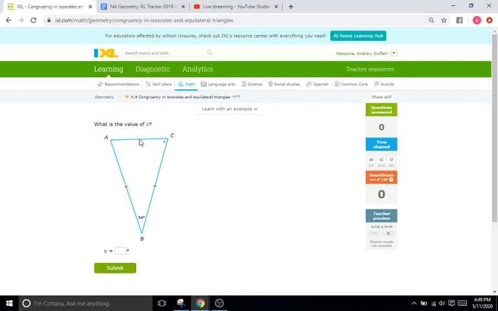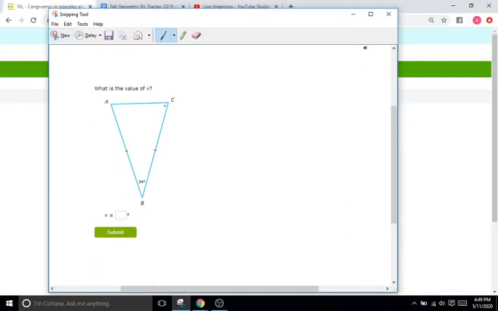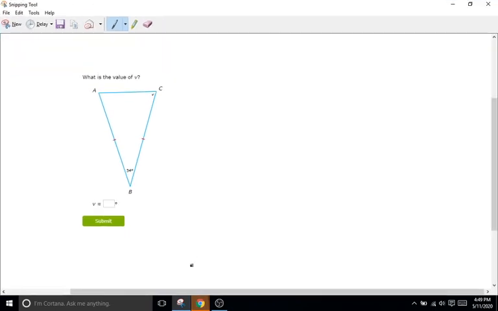It says, what is the value of V? Like I said earlier, this is an isosceles triangle, and we know that because this side and this side have a single tick mark, meaning they are congruent, so only two sides of the three are congruent. We know these two angles right there are congruent as well. How we figure this out is very simple. All three angles have to add up to 180 degrees. So we know this one is V, and this one is V.